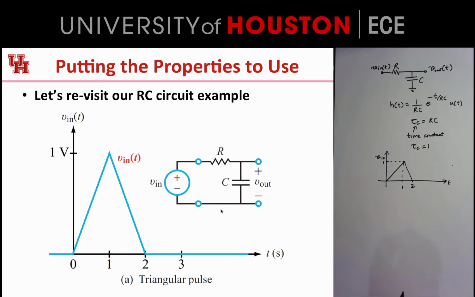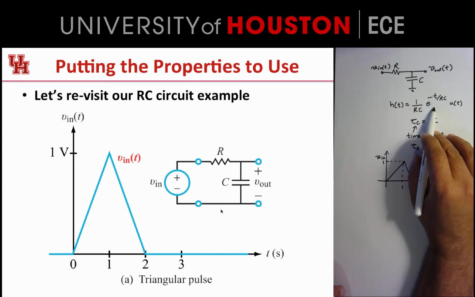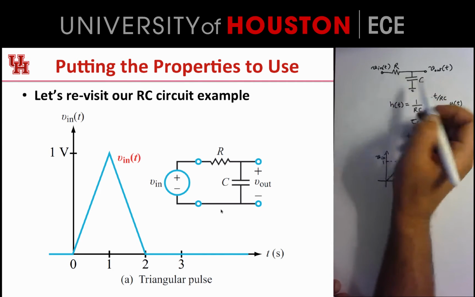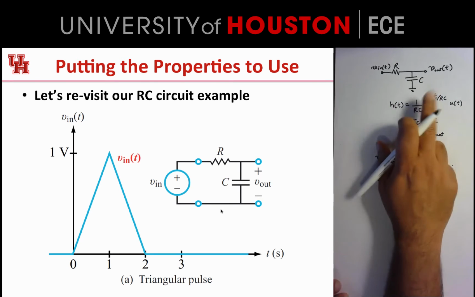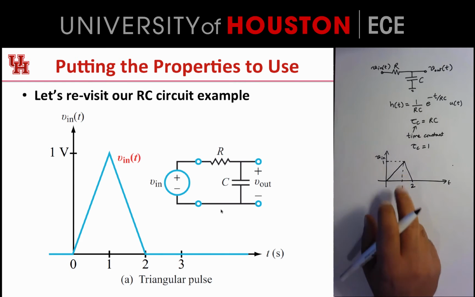So the question is the following. Knowing the impulse response is supposed to be all that we need to know about this circuit, right? So with just this alone, can we find the response of the circuit to this input? That's the question. Now, how do we go about doing that?